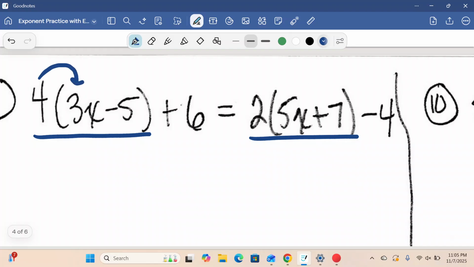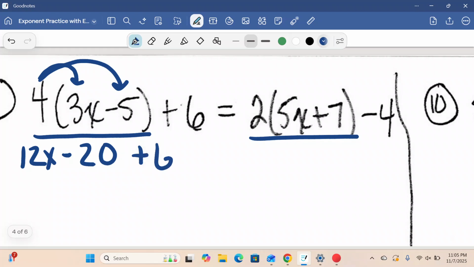And you have 4 times 3x, which gives me a 12x. And this is going to take a little work because you go 4 times negative 5. You don't know what 4 times negative 5 is? Just put it in your decimals. And I'm not going to put it in. It's going to be negative 20. And if you want to stop the video and put it in your decimals, you're more than welcome. Then here is a positive 6 by himself. You bring him down, and then you put equals.